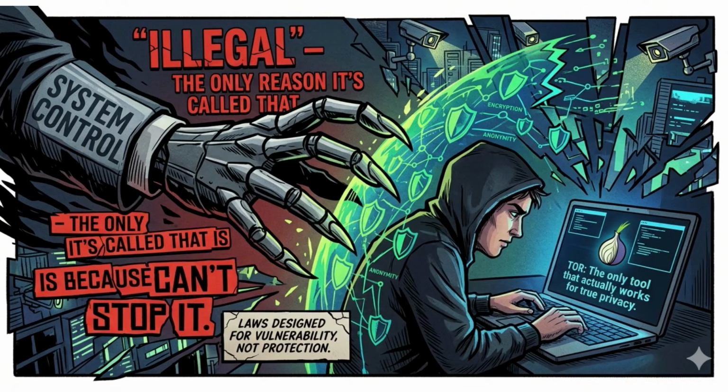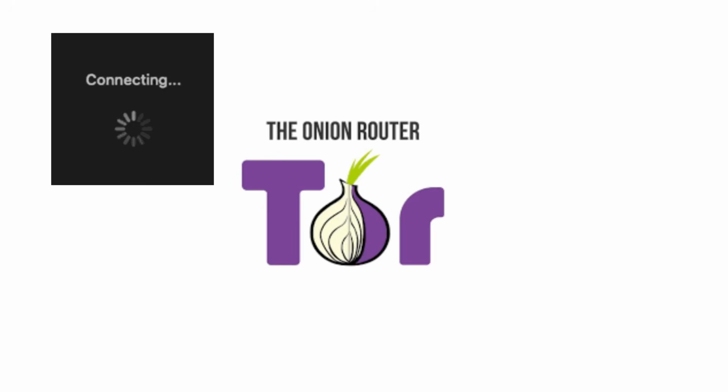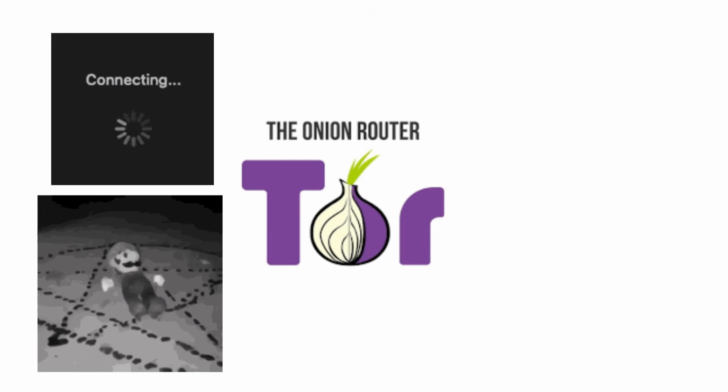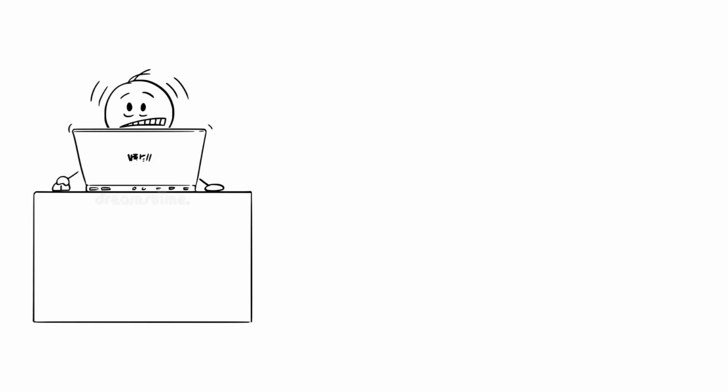It's illegal because it's the only tool that actually works. It's the final boss of this list because it represents the ultimate fear of every government, a citizen who cannot be watched. It's slow, it's cursed with a reputation for crime, but it's the most powerful 20 megabytes of code ever written. Use it, and you're not just browsing, you're stepping outside the map.